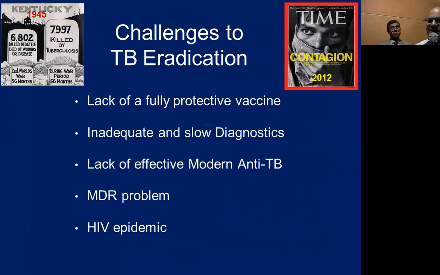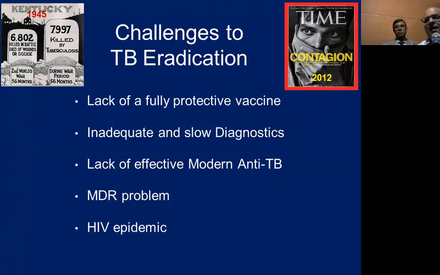I'll just kind of close up with challenges to TB eradication. Why have we not eradicated this age-old disease? One, there's lack of a protective vaccine. The vaccine we have is ancient, just a collection of antigens, and so we need a vaccine that stands up to modern scrutiny and gives us protection.